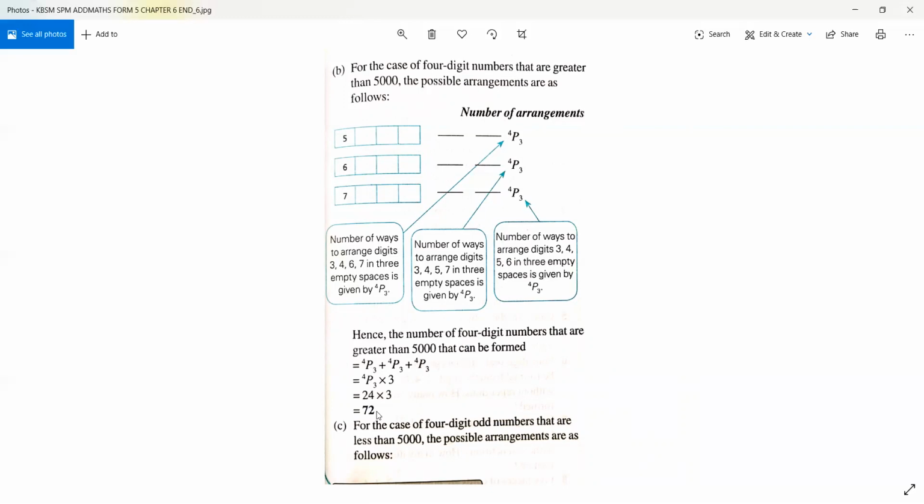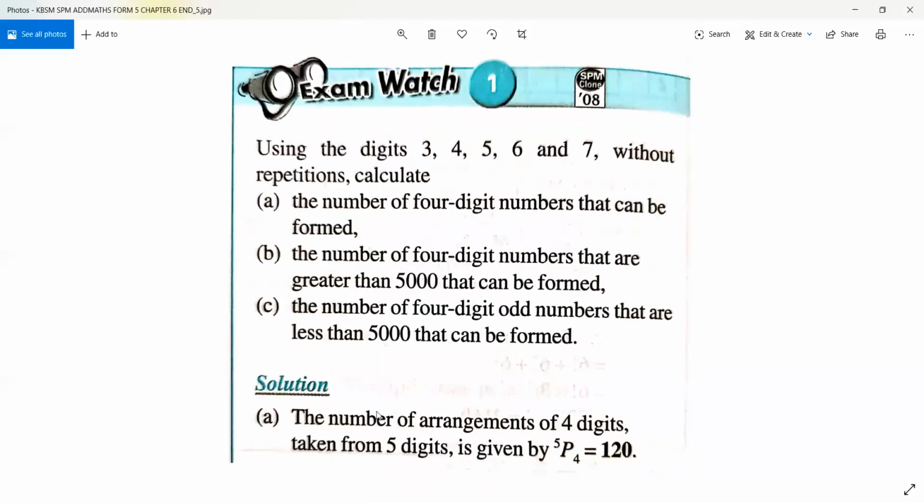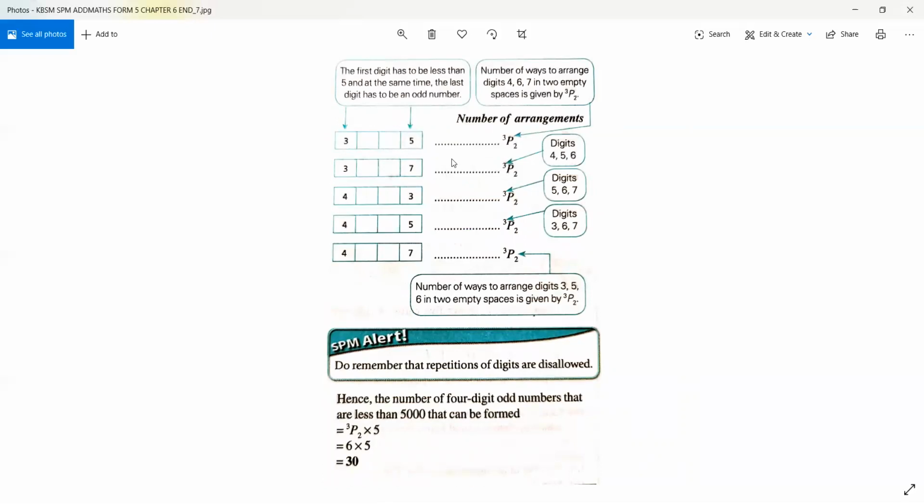Okay. How about the number of 4 digits odd numbers less than 5,000? So less than 5,000, we can put 3 and 4 in front, right? We can put 3 and 4 in front. But if we put 3, then we only have 5 and 7 to make the number as odd number. If we put 4, we have 3 numbers that can make the whole number become odd number. So the first digit has to be less than 5. At the same time, the last digit has to be odd number.